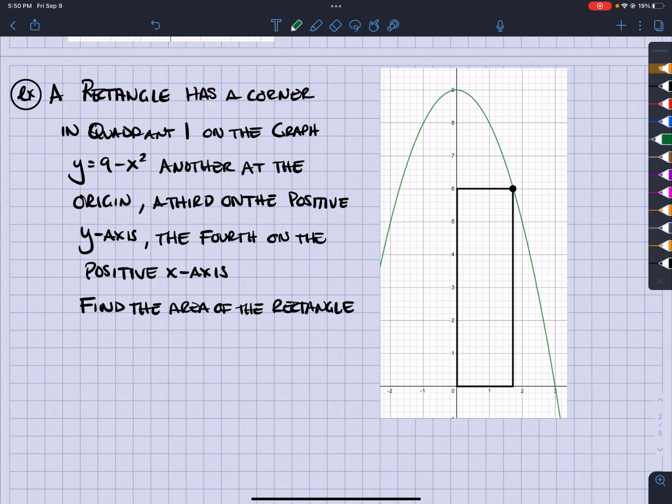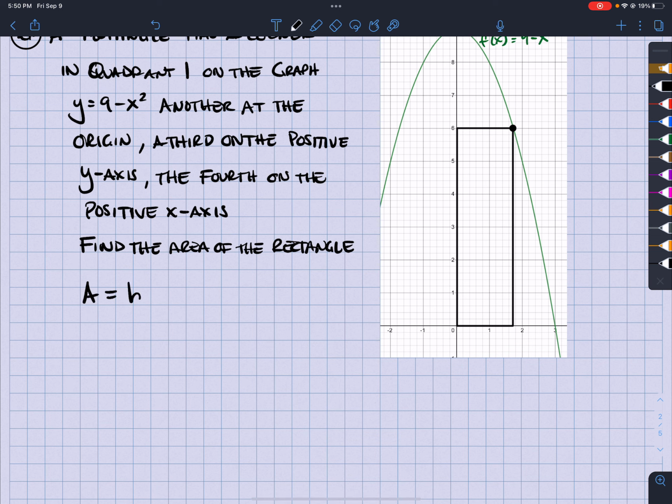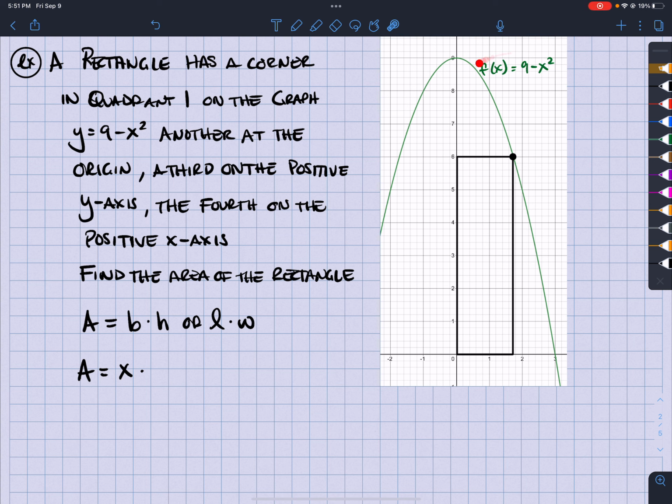Again, this is my f of x, which is equal to 9 minus x squared. That's the green line. So to find the area, what's area? Area is equal to base times height, or length times width, right? Over here I have a base and a height. Base, I typically call my x because it goes left and right. So it is my x value. So I can say that the area is equal to x times my y value, because that's the height. But what is my y value? It all depends on which x I choose, right?